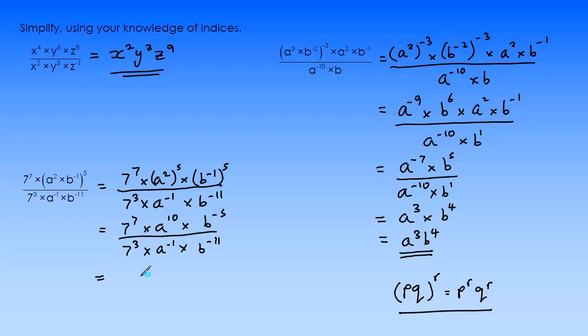And then we just have division, where we subtract indices. So that's 7 to the power 4 multiplied by, subtract indices here would give us a to the 11, and subtracting indices here, so that's -5 add 11 would give us b to the 6. So we can say that's 7 to the 4, a to the 11, b to the 6.